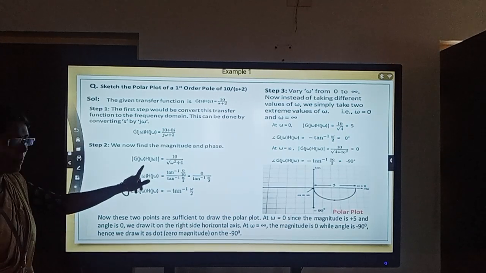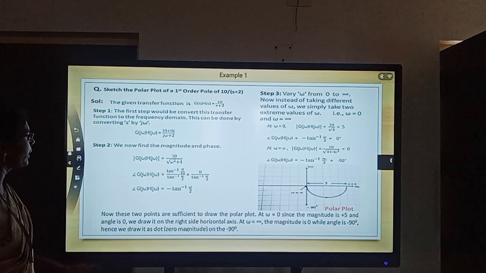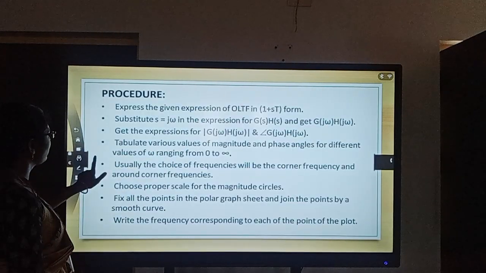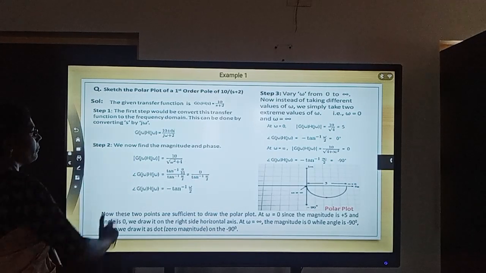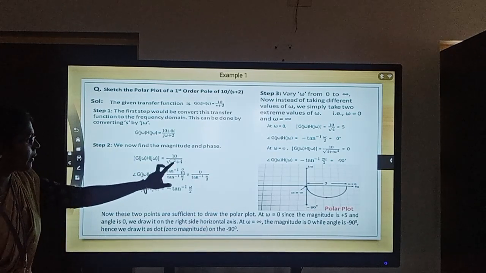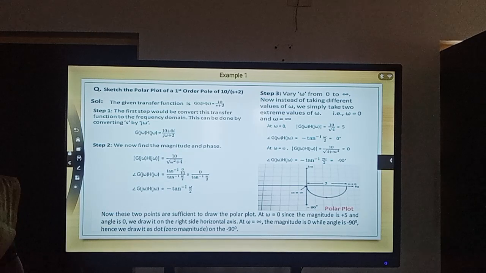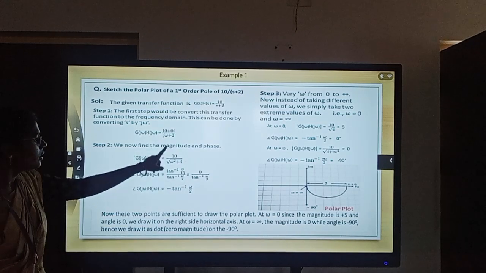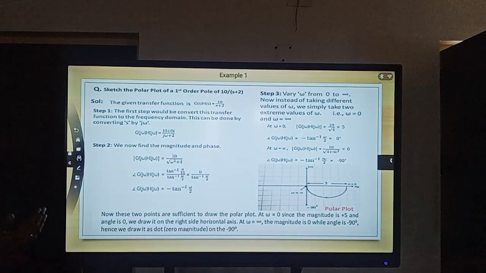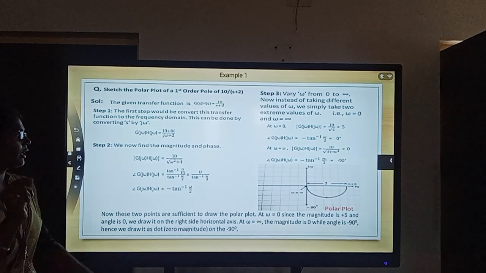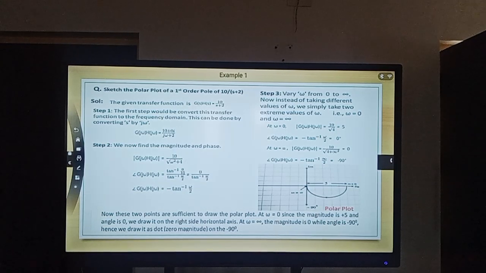So can we find out the magnitude? The magnitude will become 10 divided by, what is the denominator? The square root of a square plus b square. What is a square here? Omega square, plus b square. We can rearrange it also. You can write it as 2 plus j omega, or you can take that 2 as common outside. That is the first initial step.